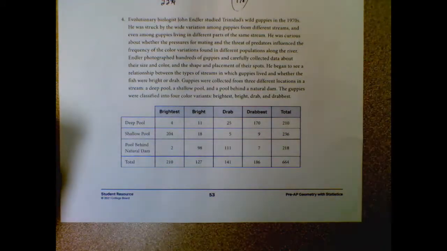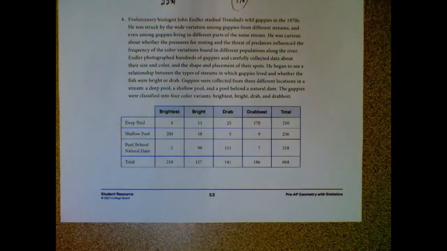So evolutionary biologist John Endler studied Trinidad's wild guppies in the 1970s. He was struck by the wide variation among guppies from different streams and even among guppies living in different parts of the same stream. He was curious about whether the pressures for mating and threat of predators influenced the frequency of the color variations found in different populations along the river. Endler photographed hundreds of guppies and carefully collected data about their size and color and the shape and placement of their spots. He began to see a relationship between the types of streams in which guppies lived and whether the fish were bright or drab.